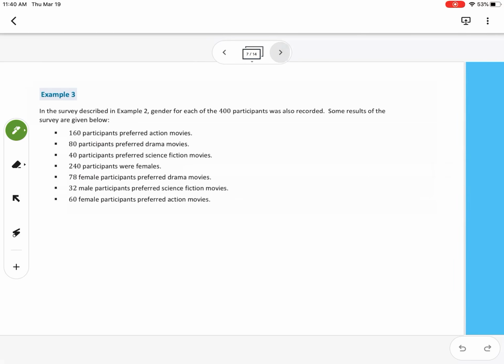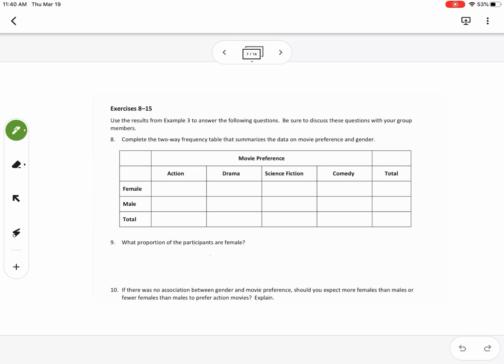Okay, now that you've done that, I'm going to go ahead and fill in this table, and this is what you should have gotten using the information given. 60 females prefer action movies, 100 males prefer action movies, and together a total of 160 people preferred action. And down the line.